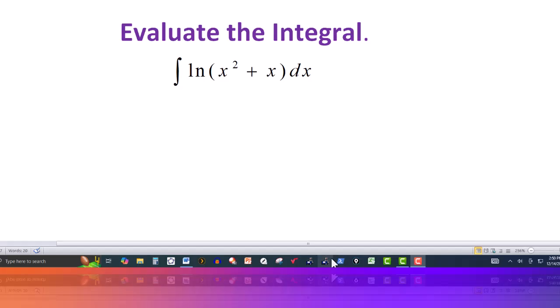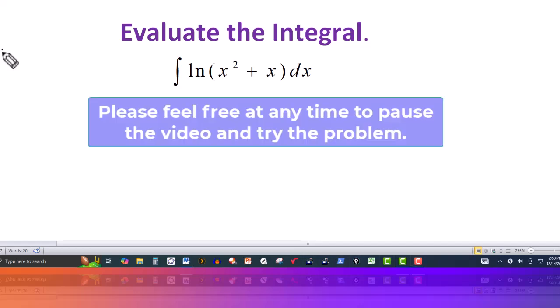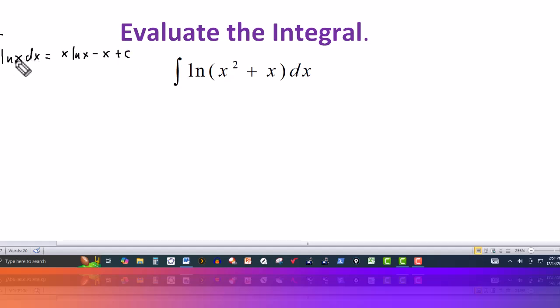In this video we have the integral of natural log of x squared plus x. Now there is a formula for the integral of the natural log of x, and that's given by x ln of x minus x, and then plus the constant of integration. So if you have something in this form, you can give the evaluation as this.